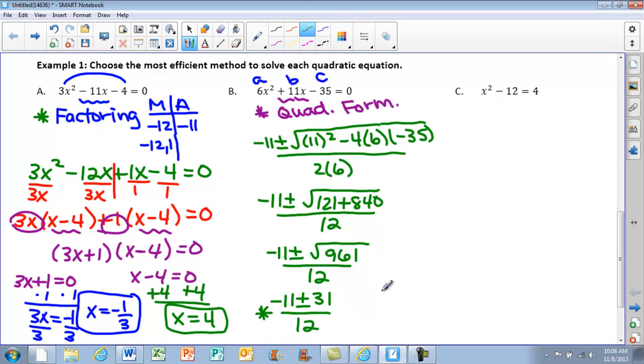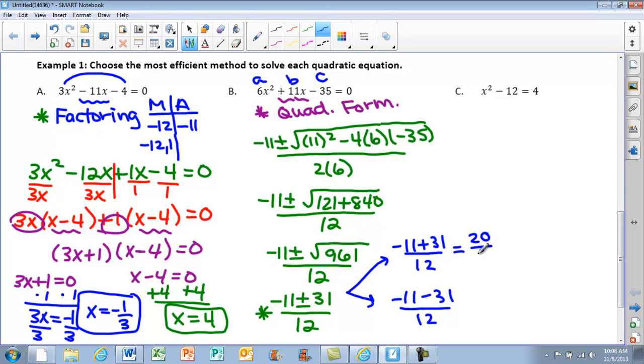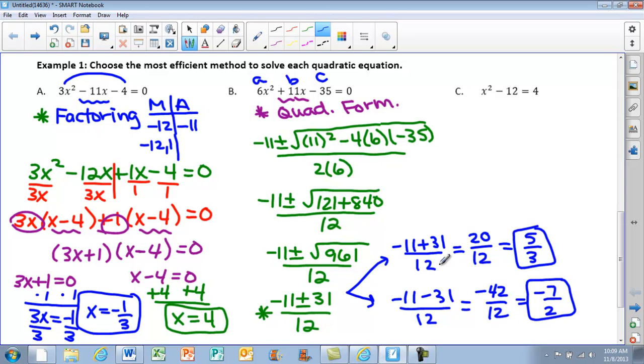Remember, once we're at this point, what we need to do is split off and set up our two separate equations. So we have negative 11 plus 31 divided by 12, and then negative 11 minus 31 divided by 12. Now we just have to go through and simplify. Negative 11 plus 31 gives me 20 over 12, which will reduce to 5/3. So here is one of my solutions. And then over here, I'll end up with a negative 42 over 12. And when we reduce that, we end up with negative 7 over 2. So my two solutions here would be 5/3 and negative 7/2.